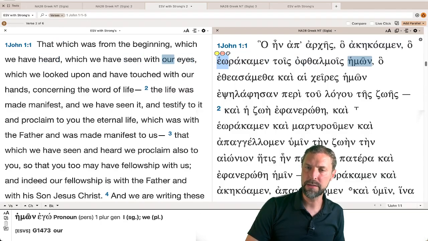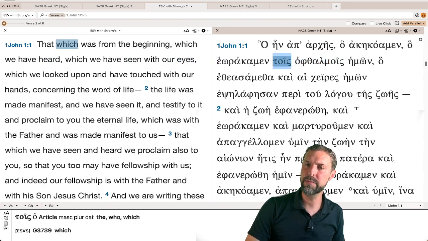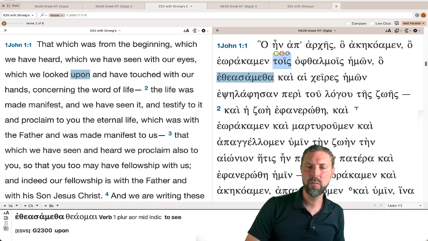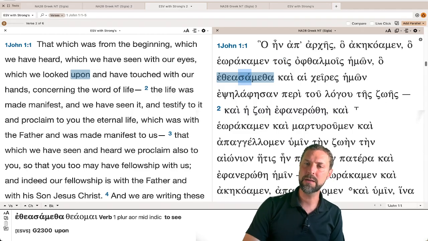With our eyes, ophthalmos, we've learned that. This is a dative, and it can be translated in this case with. That's an option for the dative. What we touched. This is just an aorist. You can see the sigma alpha in the middle. That's your marker there. And this is the augment on the front. The verb is just the aamai.